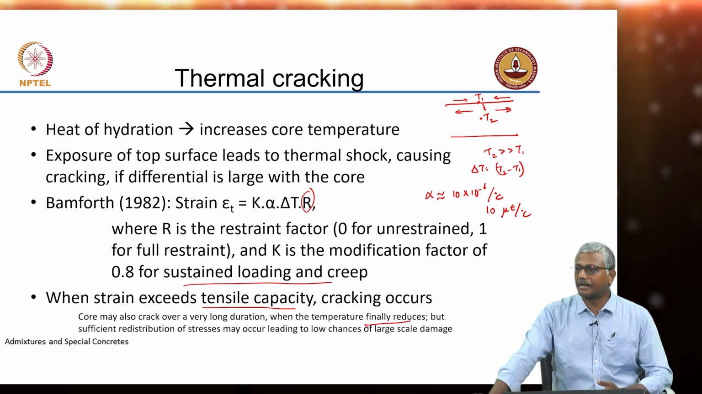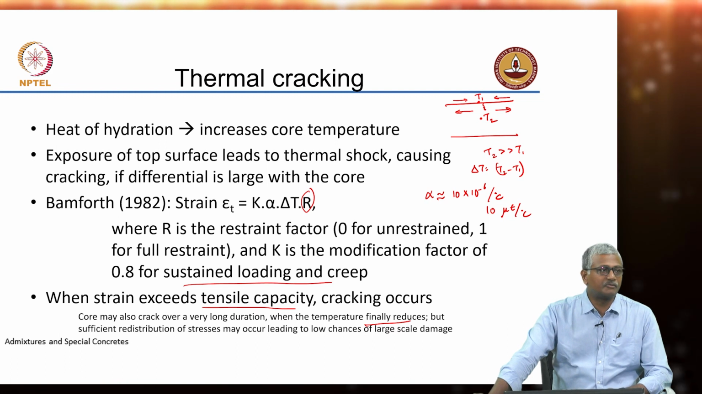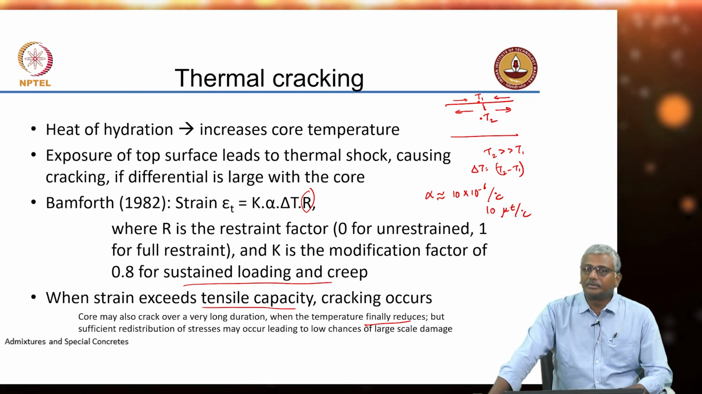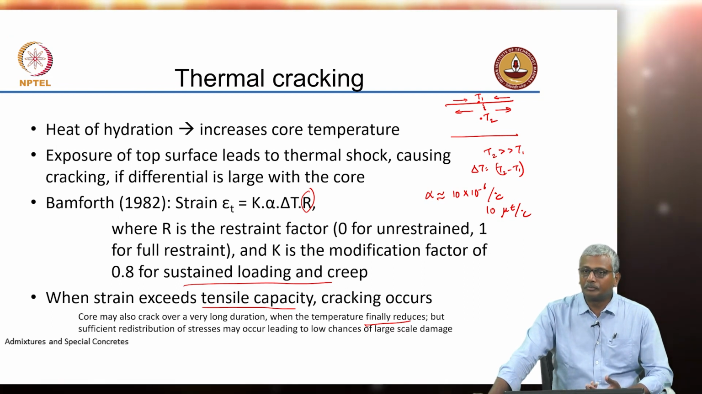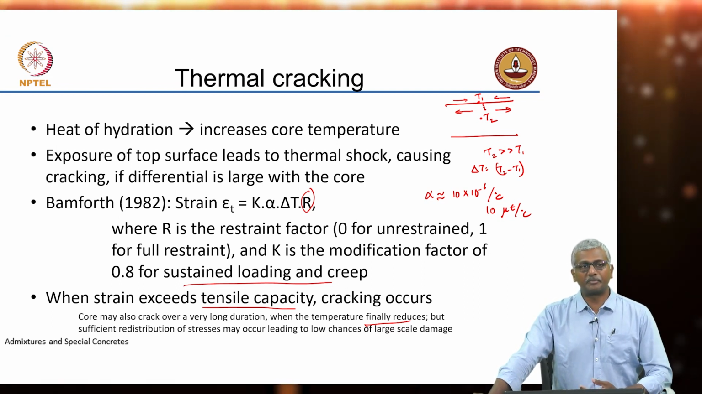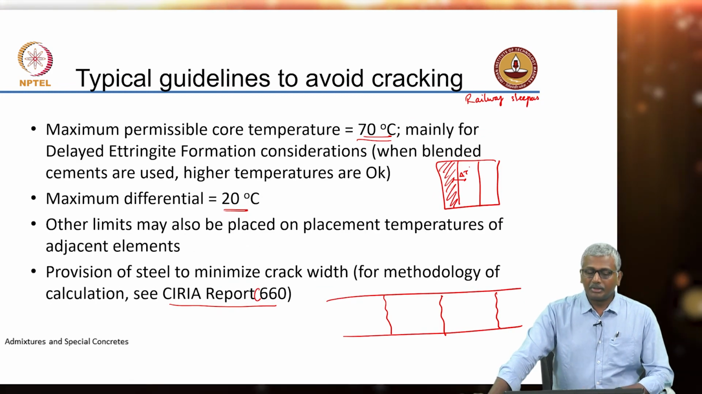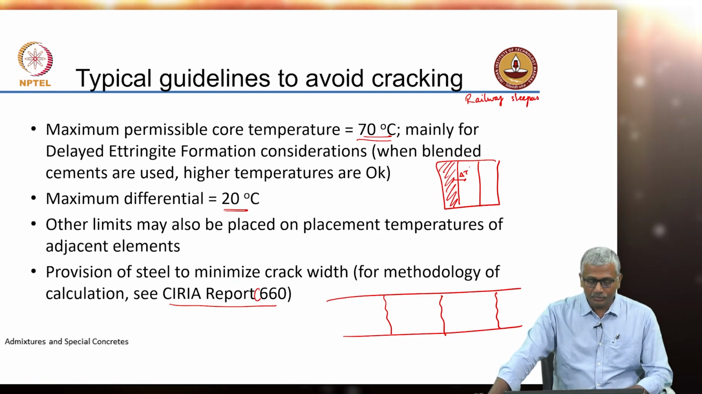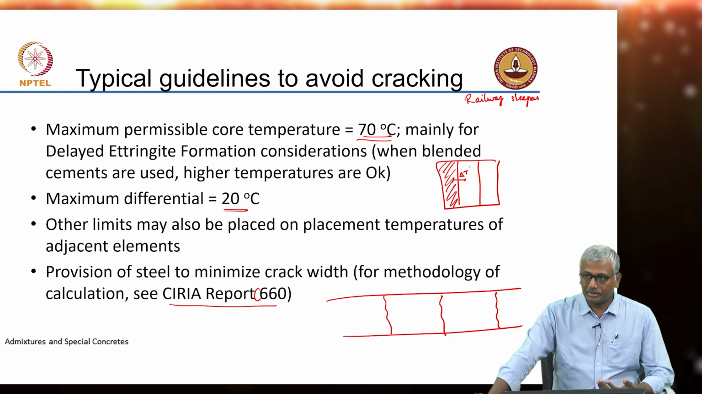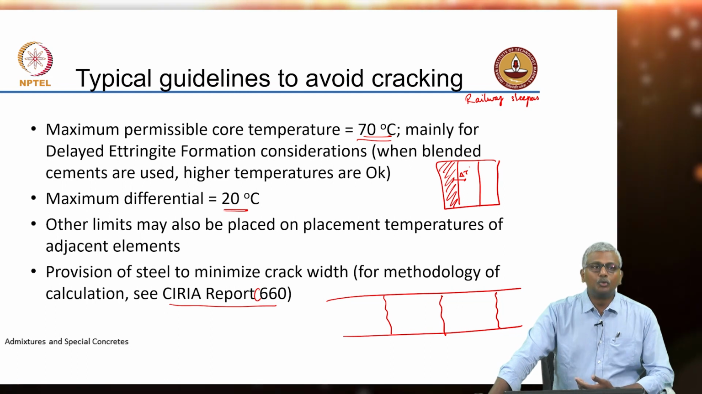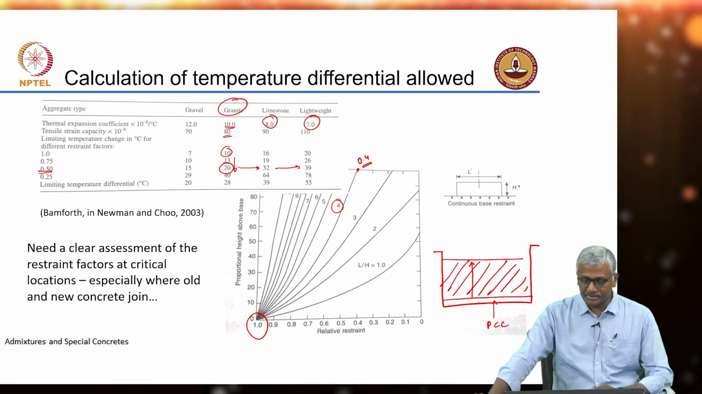And this thermal cracking can be of two types. One that arises because of temperature differentials between the core and the surface. The other which happens because you have internal problems such as delayed ettringite formation that may happen at very high temperatures. We were talking about typical guidelines that are used for avoiding cracking, some documents that are available for people to do a design protecting the structure against thermal stresses.